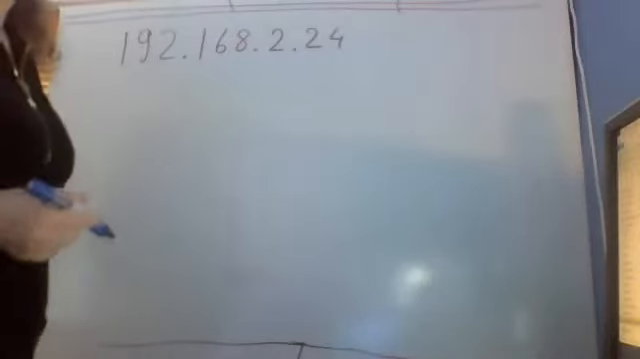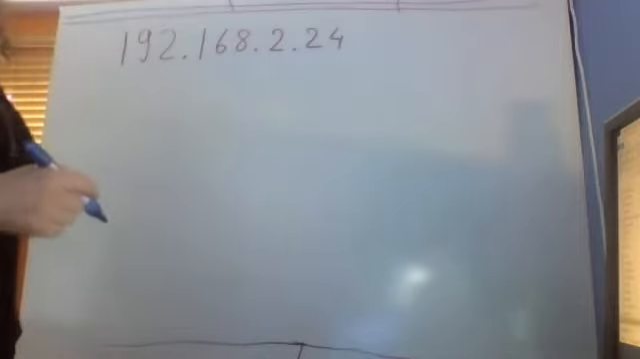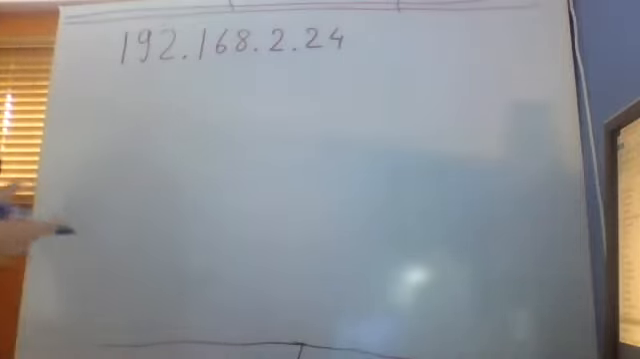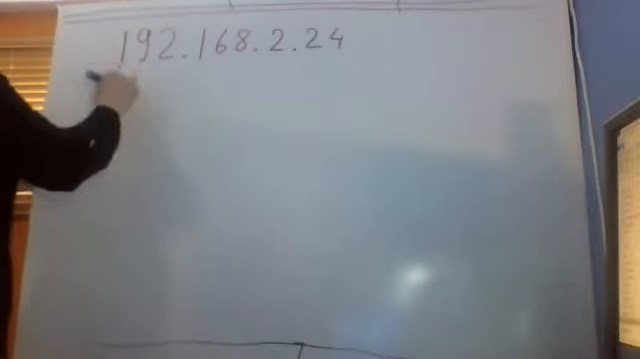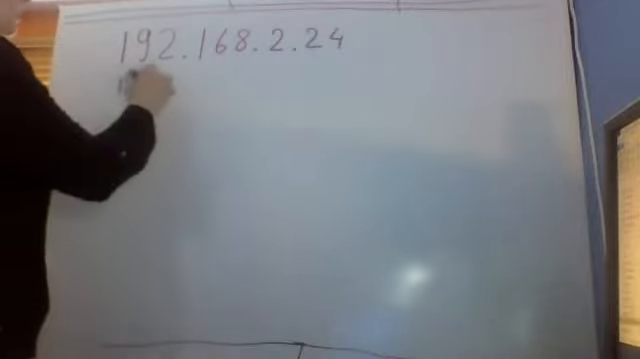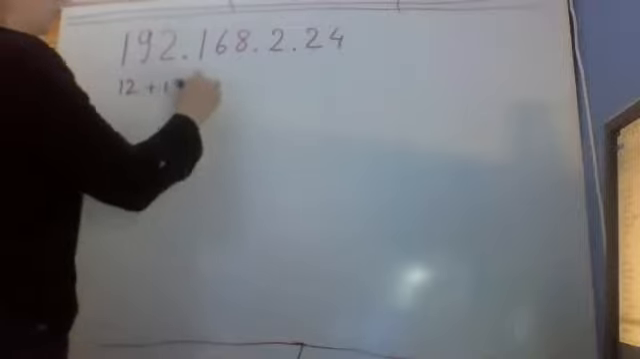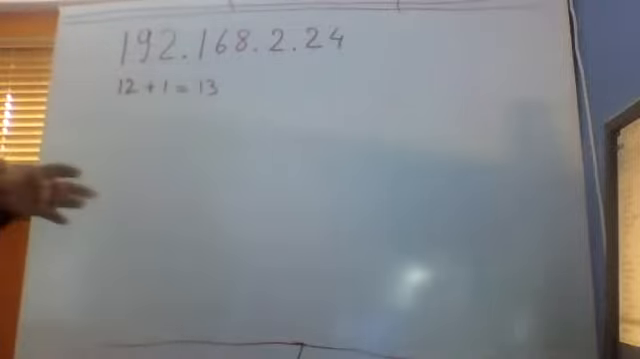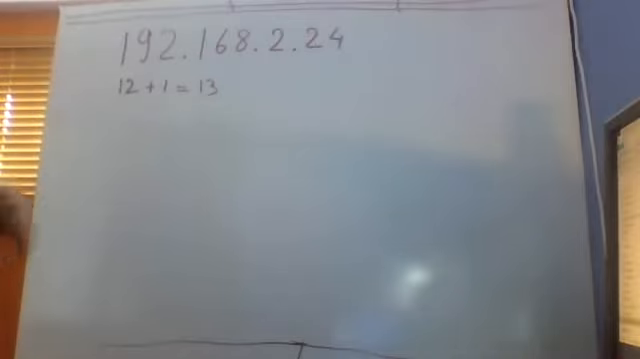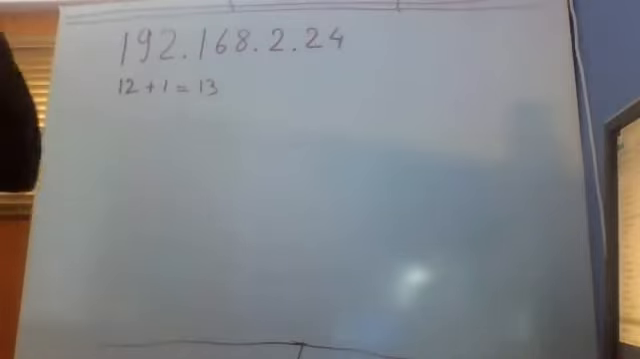So let's start the exercise that we did yesterday in class. We were taking the address 192.168.2.24, and we said we wanted to make a subnet for our class. We are 12 students plus one teacher. That means we need 13 addresses for each one of us to be able to have an address specific for us.